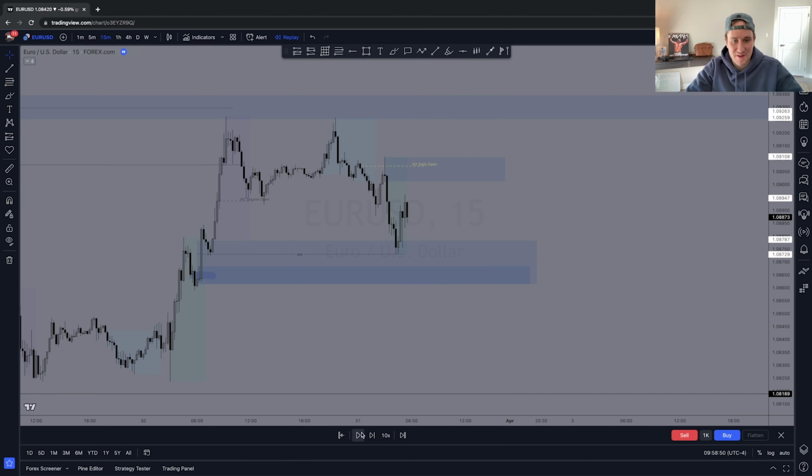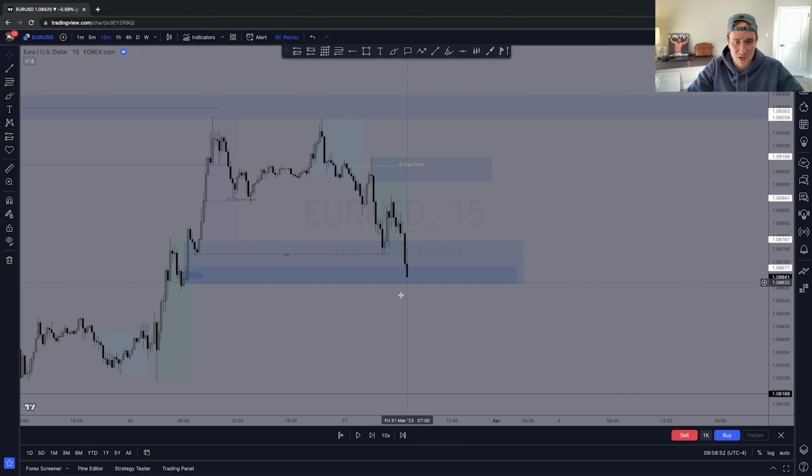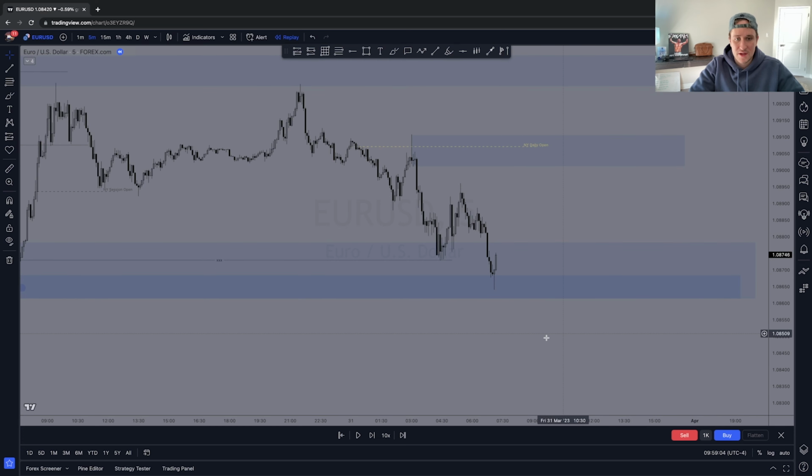So if I hit play, you can see we come into this order block right here, which is beautiful. We've now taken out sell side liquidity here. We've mitigated the 5-minute, the 15-minute order flow that I'm looking for, the order block, sorry. And now I'm looking for a lower time frame confirmation out of here.